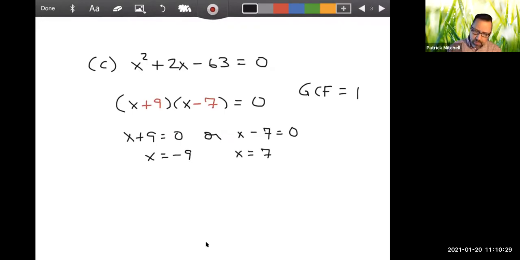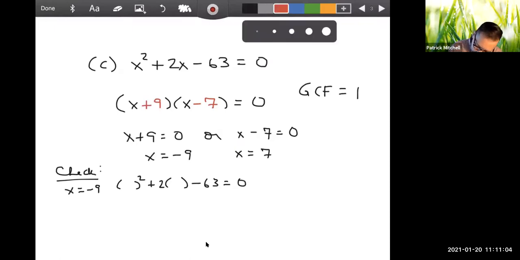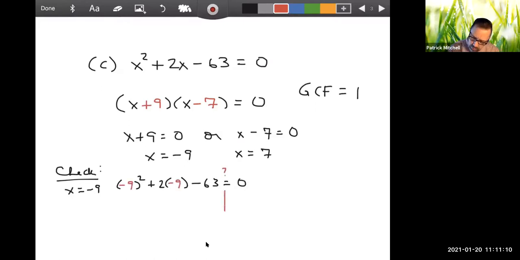All right, so let's check this one. I want you to see what the check looks like. I am going to check both of these. I will start with x equals -9. Always go back to the original equation, before we had a chance to screw anything up. So blank squared plus 2 blank minus 63 equals 0. I want to know, when I fill in that blank with a -9, does the equation work out?